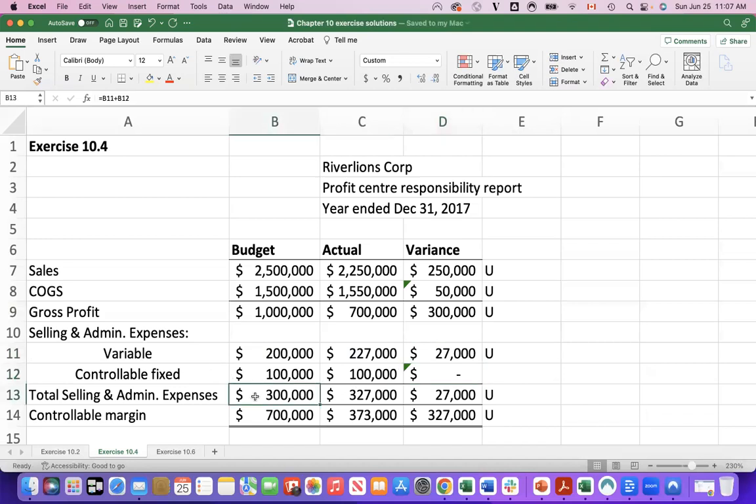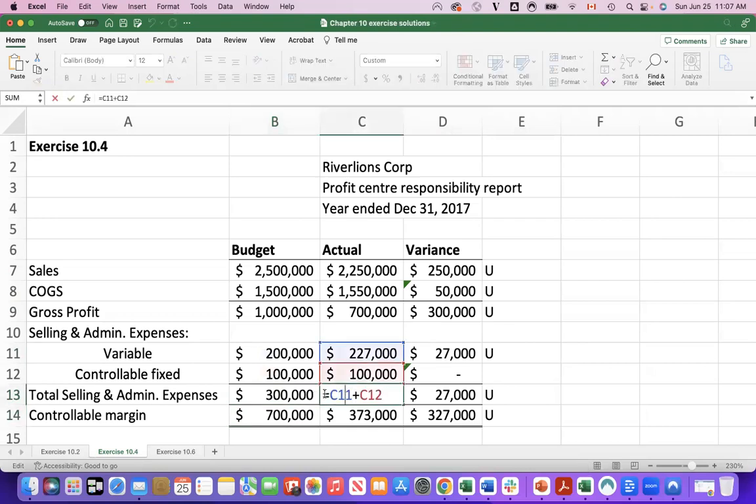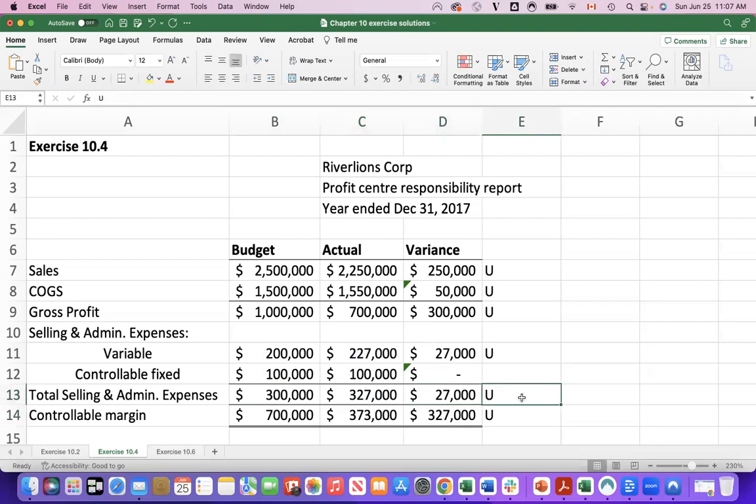Total selling and admin, we anticipated to spend 300,000. Again, that's the sum of variable and the controllable fixed component. We actually spent 327,000, which again is the combination of the variable selling and admin and the controllable fixed component. So again, we overspent by 27,000. So that's going to be an unfavorable variance. And again, all of that 27,000 variance with respect to selling and admin came from the variable component.